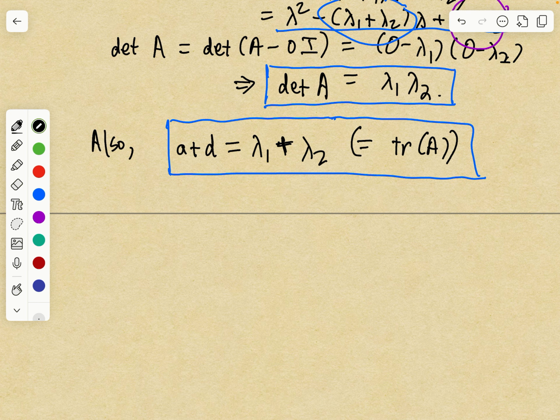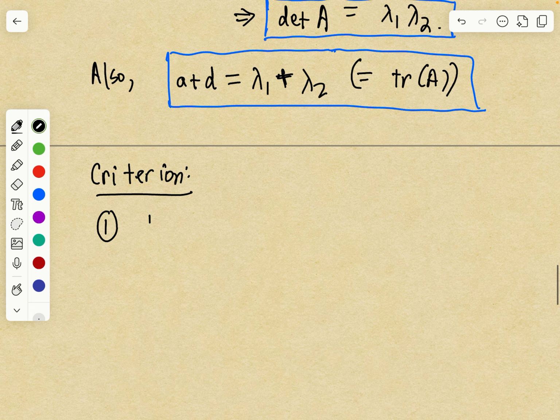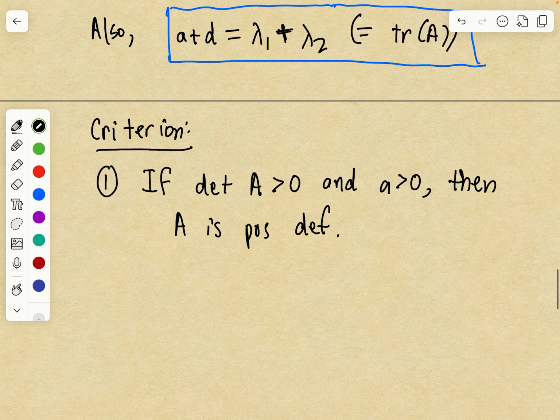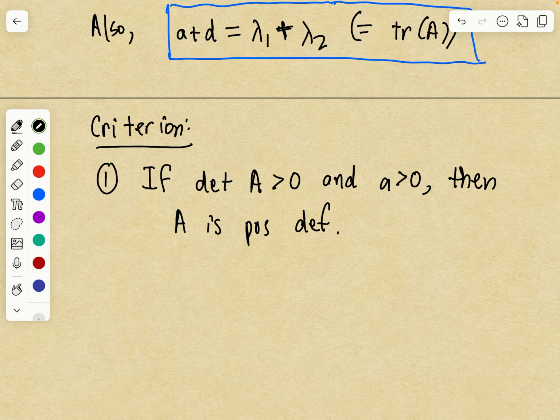Okay, well, I'm going to use these two facts to find the criterion. So the criterion is this. If the determinant of A is positive and the top left entry is positive, then the matrix A is positive definite. Okay, why is this true?